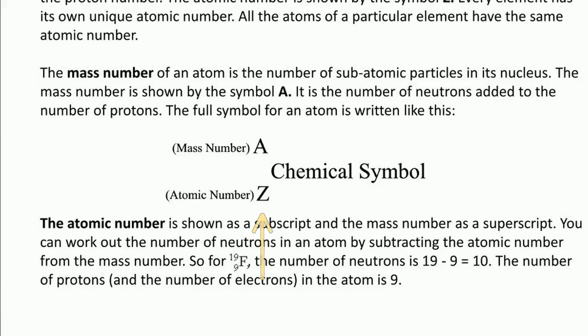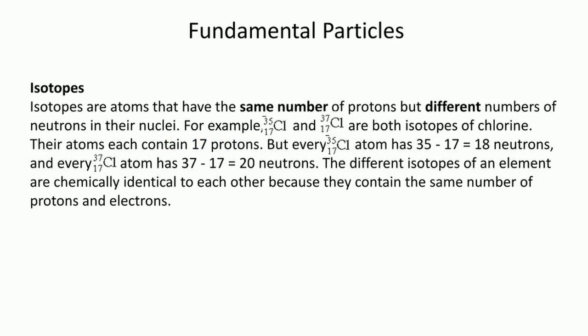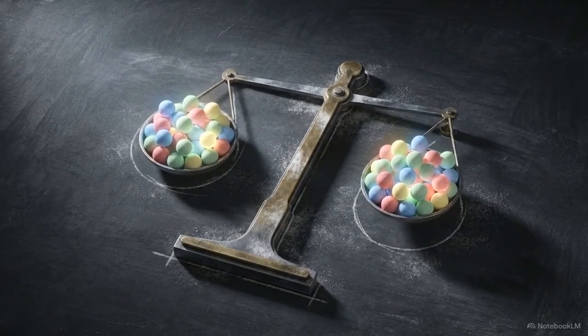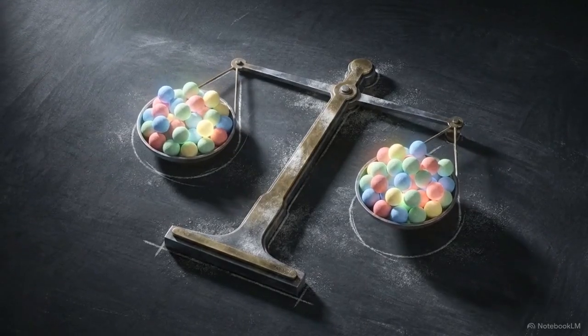This image shows the standard notation to track this subatomic balance. The atomic number, Z at the bottom, is the count of protons, strictly determining the element's chemical identity. The mass number, A at the top, is the total number of protons and neutrons combined. This notation helps us understand elemental variations, like chlorine. These atoms are isotopes, chemically identical with 17 protons each, but different mass numbers, 35 and 37. Subtracting the atomic number from the mass number reveals one has 18 neutrons, while the heavier version has 20. Neutrons act as a variable balancing mechanism. They allow the universe to create perfectly stable, varying weights of the exact same chemical element.